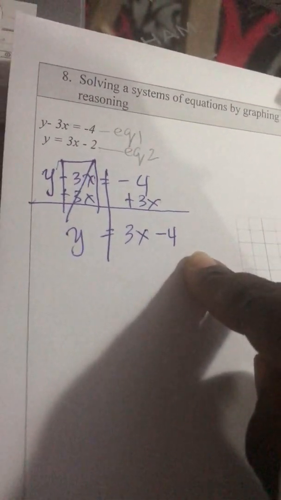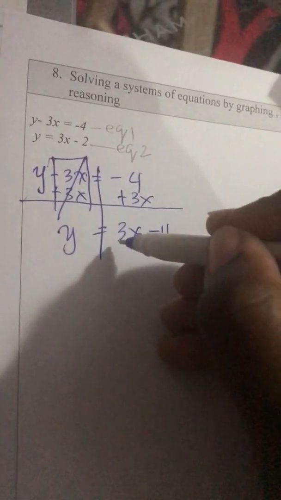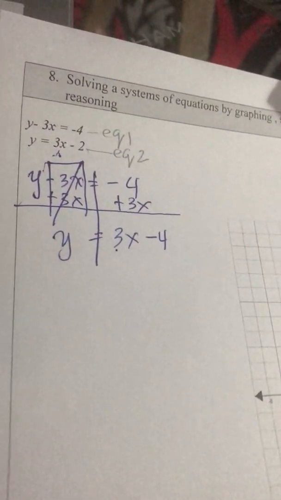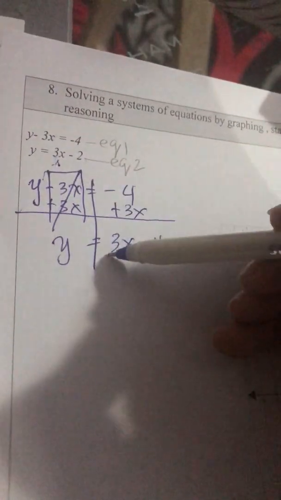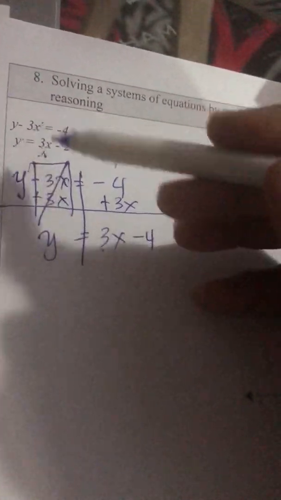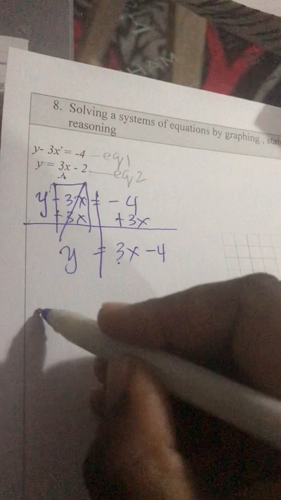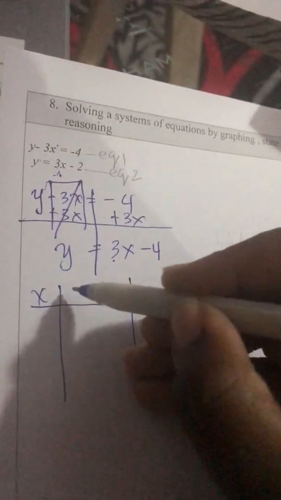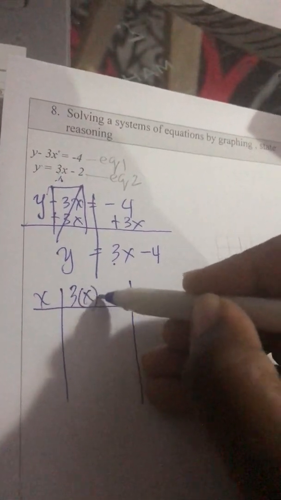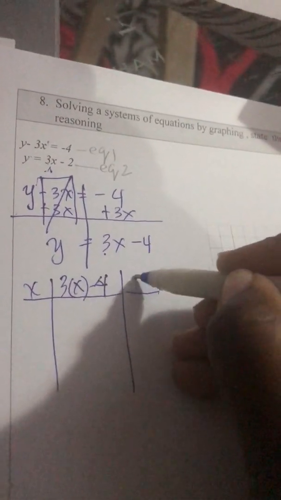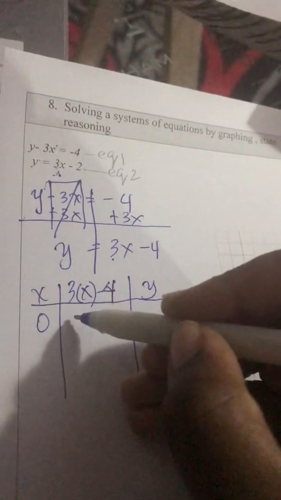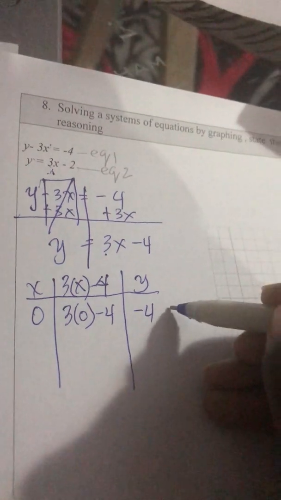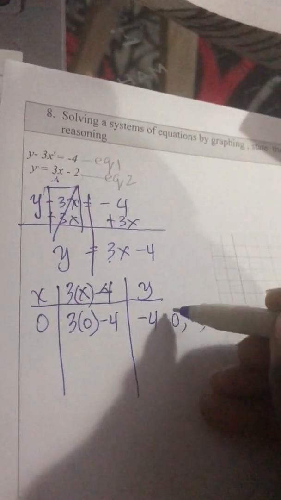So here is my first equation. Now, if I look at this equation and this equation, I will know I don't have a solution. Why? Because the slopes are the same. So I know my lines will not meet. So let me draw my table. This is x, this is 3(x) minus 4, and this is y. x is 0. 3(0) minus 4 is negative 4. (0, -4) is my first point.